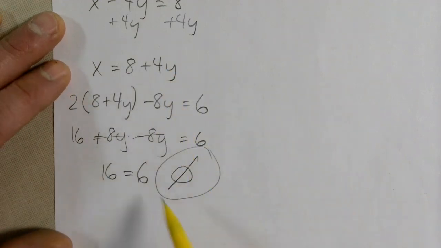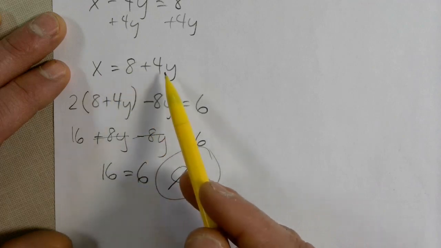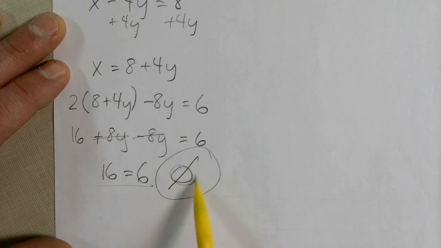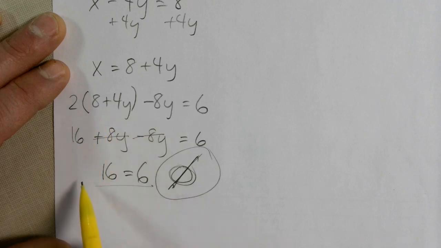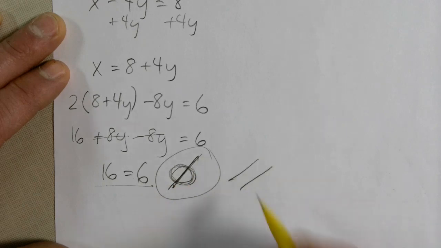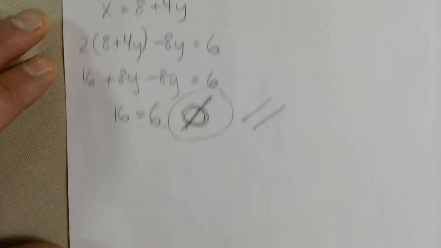No matter what I pick for x and for y, I'll always end up with something that's false, which means there are no x-y combinations that make this one work. So if you solve and you get down to the bottom where one number equals a different number, then there is no solution, and these are parallel lines. Okay, another situation.